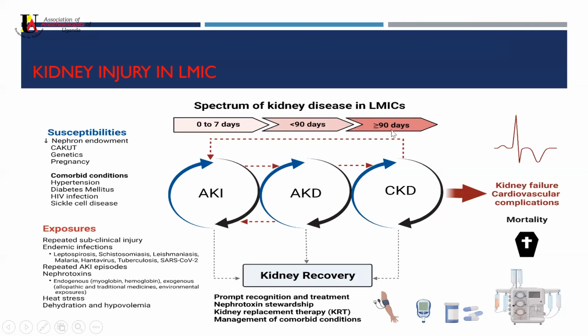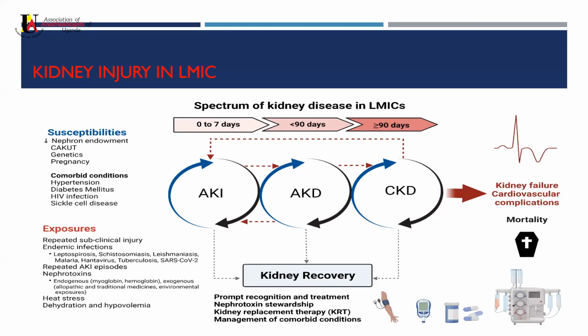Because after 90 days, you go into what we call chronic kidney disease. But now we have a new term called acute kidney disease. So if the injury occurs between 7 and 90 days, that is what we now refer to as acute kidney disease. And now studies are being undertaken to study that as well. Of course, this I borrowed from the paper we are going to publish, but that's the point I wanted to talk about.